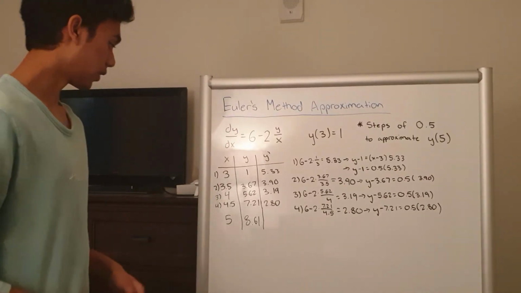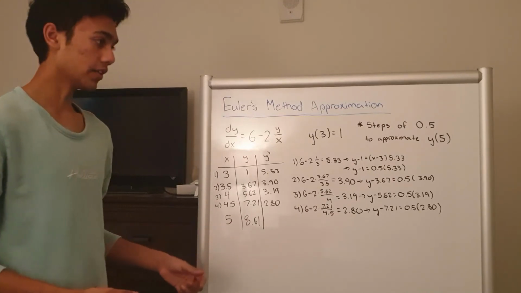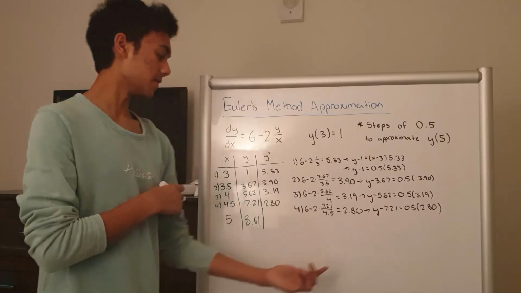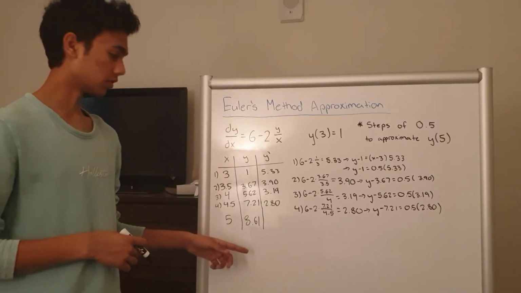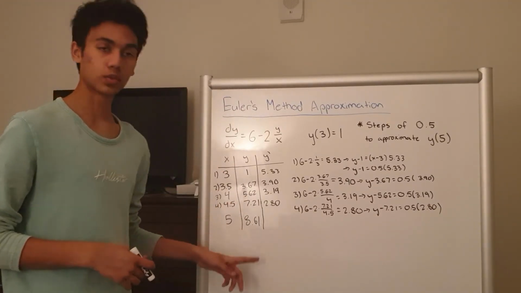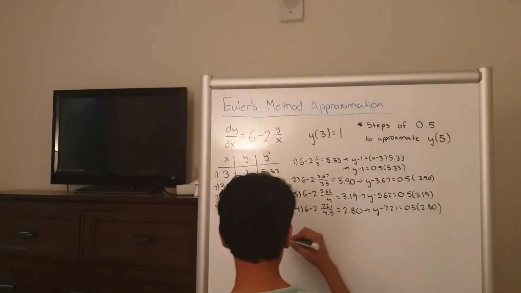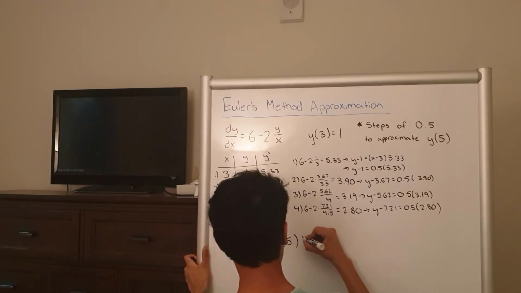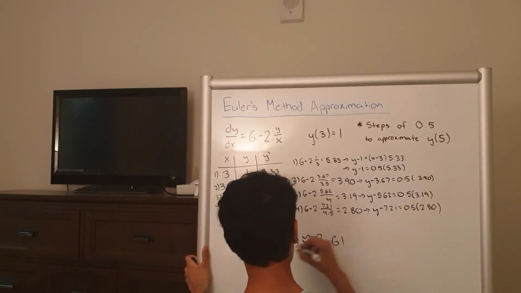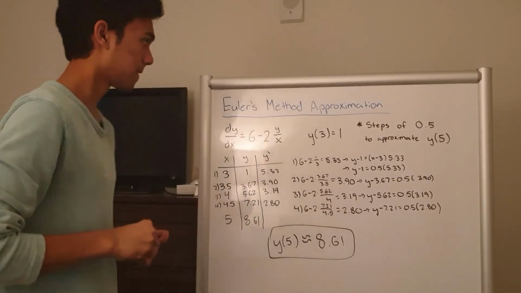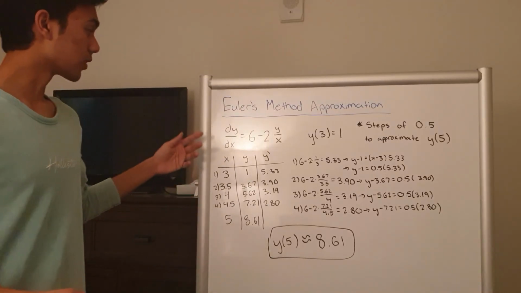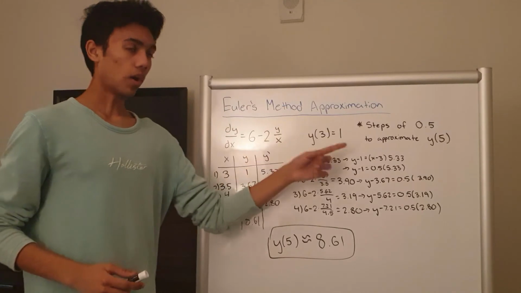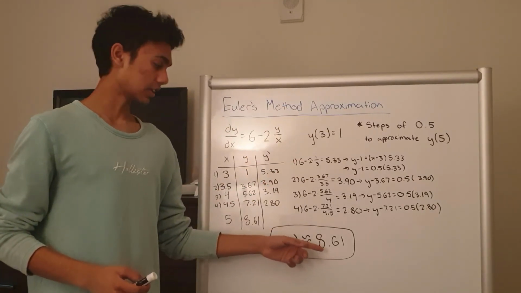So now that I've carried this out all the way, I've arrived at x equals 5, and through the fourth step, I was able to model our final line and get the approximation for y of 5, which was 8.61. So with this, we can conclude through Euler's method of approximation that y of 5 is approximately equal to 8.61.